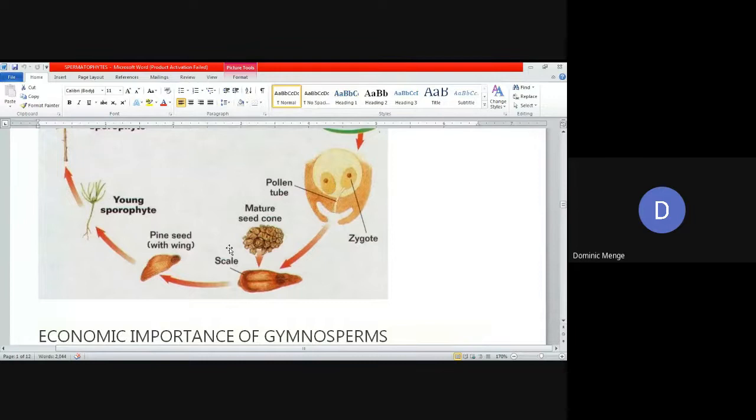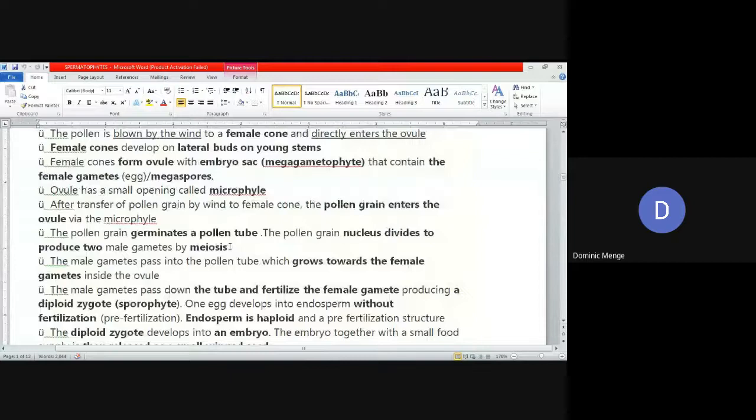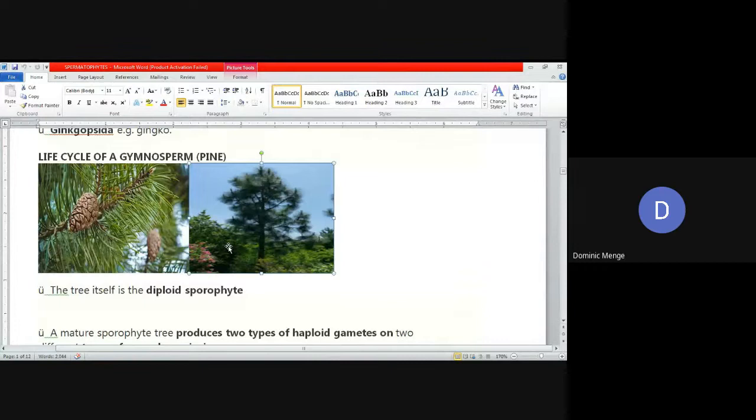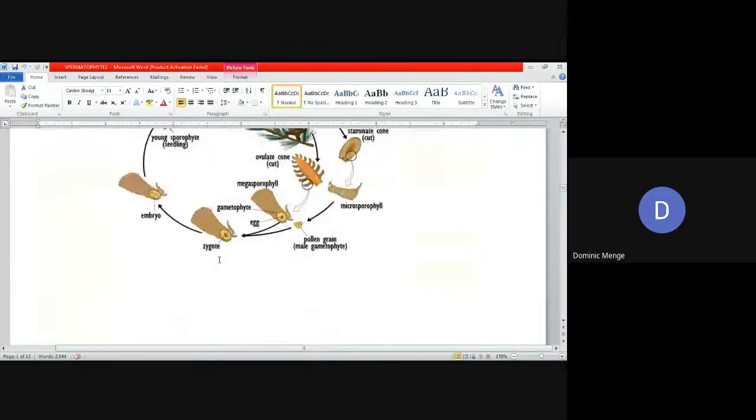So will you be able to differentiate the life cycle of gymnosperms compared to the life cycle of a pteridophyte? You remember when we talked about the prothallus, and other things in the pteridophyte. So be careful when you want to differentiate the two.